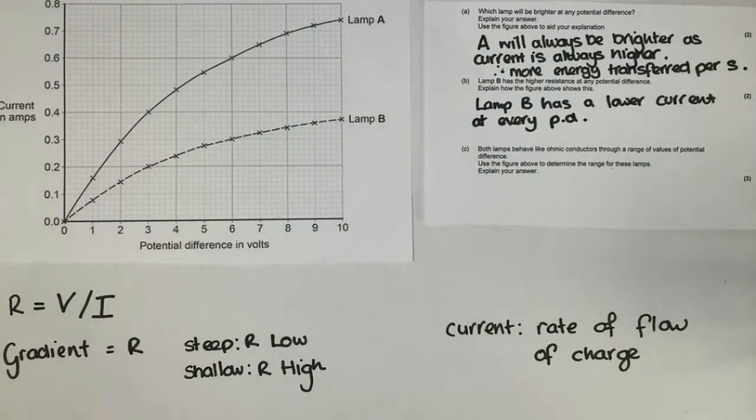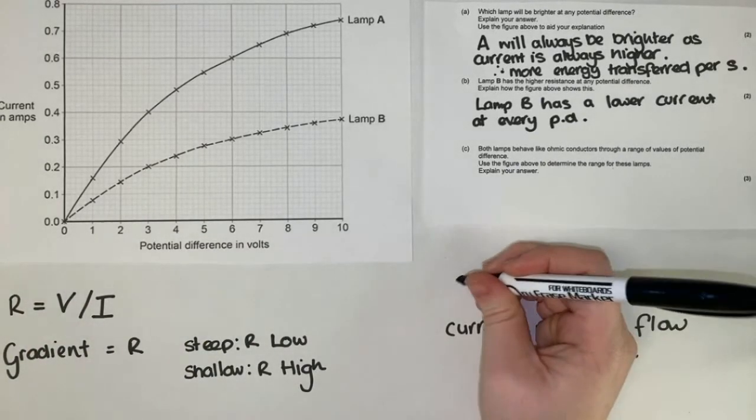Final question is question C. Both of the lamps behave like ohmic conductors through a range of values of potential difference. Use the figure above to determine the range for the lamps and then explain your answer. So an ohmic resistor is one that obeys Ohm's law.